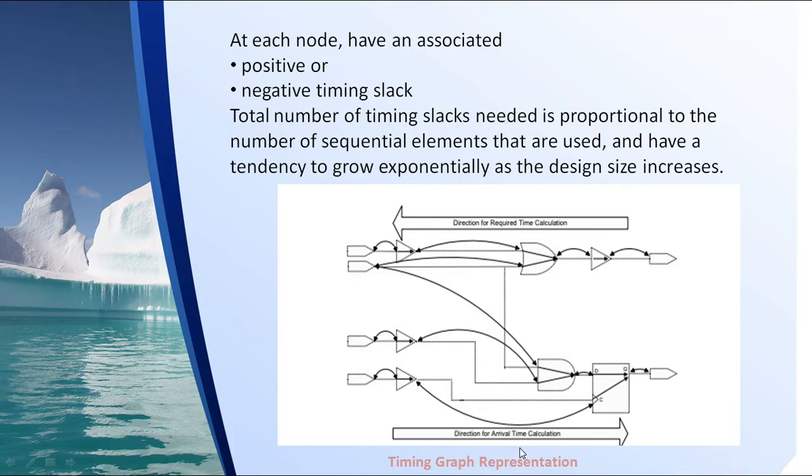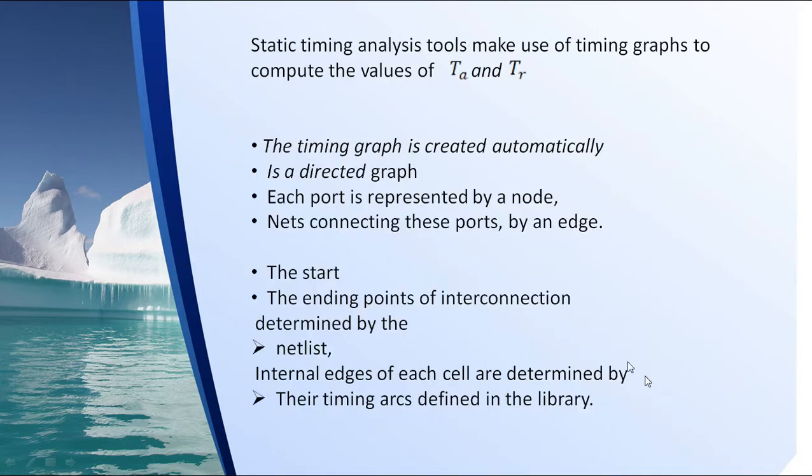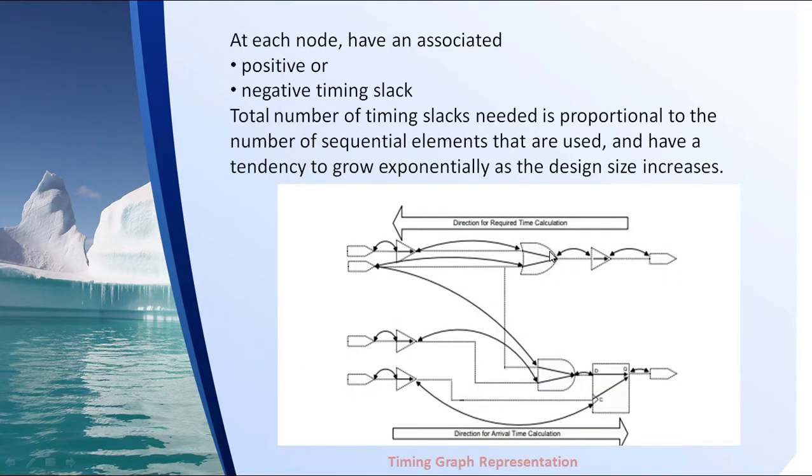See, timing graph representations here. These are the direction for required time calculation and the direction for arrival time calculation. See, this much data is here, different kinds of elements over there. So the output points and input points become the nodes, and this is one path, this is the second path, this is the third path. And what we have designed here will become a graph, with nodes and nets connecting these ports by edges. They will be edges. We will go ahead.